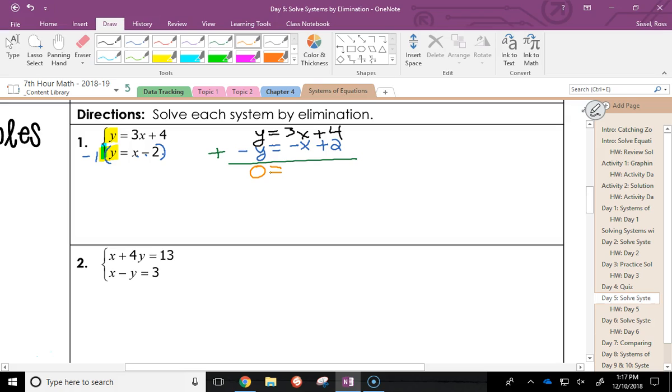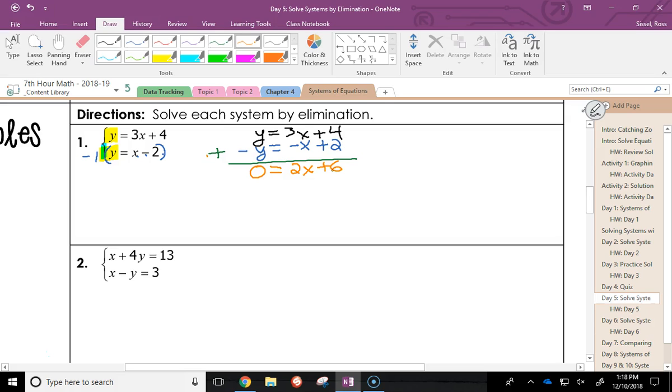3x minus an x. And see, I don't have to pay attention to my sign over here, because I am saying 3 plus a negative x. But instead of saying that, I pay attention to the sign. 3 minus 1 is 2. So I'm left with 2x. 4 plus 2 is 6. That's your answer. Almost. Now I have 0 equals 2x plus 6.